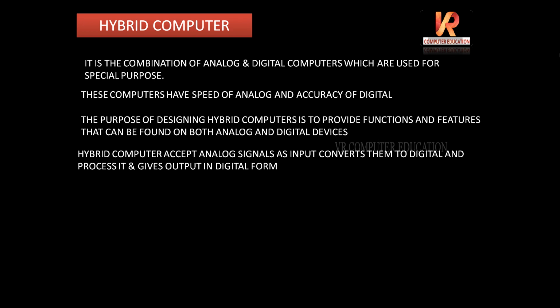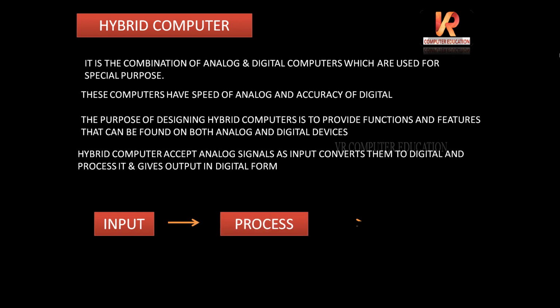Next, a hybrid computer accepts analog signals as input, converts them into digital, processes them, and gives output in digital form. So it takes analog signals as input and converts them into digital. After converting, it processes the signals and gives output in digital form. Just now you can see the example. Now all bikes have been converted to digital meters, instead of analog meters.